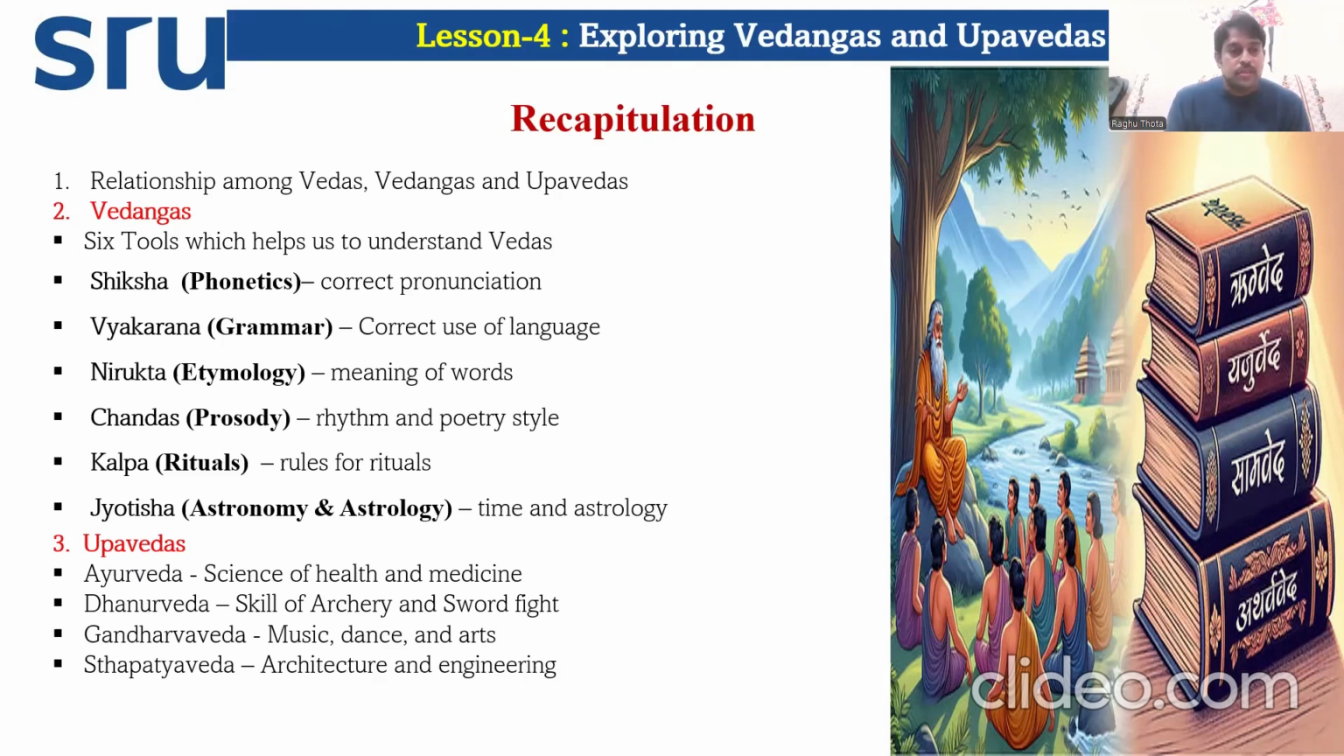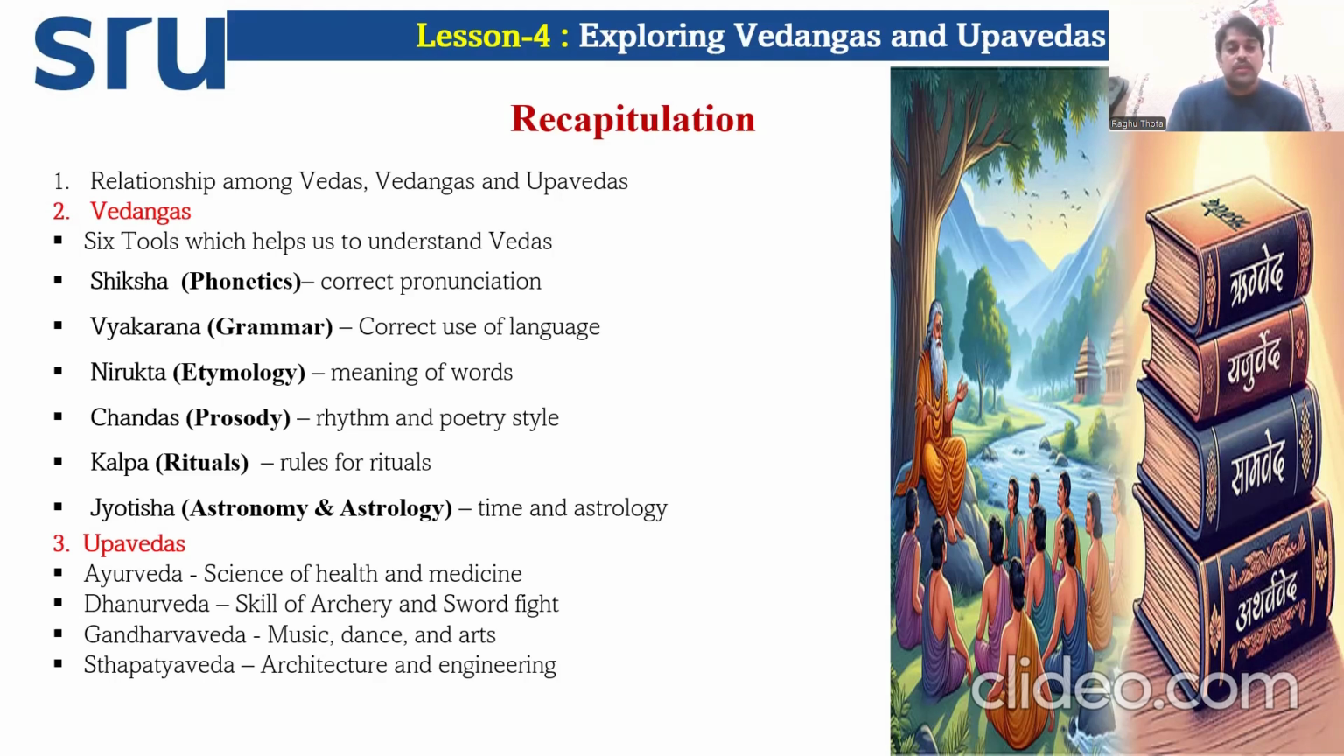Let us introduce all the 6 tools. One is Siksha, which means phonetics, which focuses on pronunciation, how to pronounce the words correctly in Vedas. Next one, Vyakarana, which means grammar, correct use of language. And third one, Nirukta, etymology, which means vocabulary, the meanings of words, which help us to understand the meanings of information in Vedas. And Chandas, rhythm and poetic style.